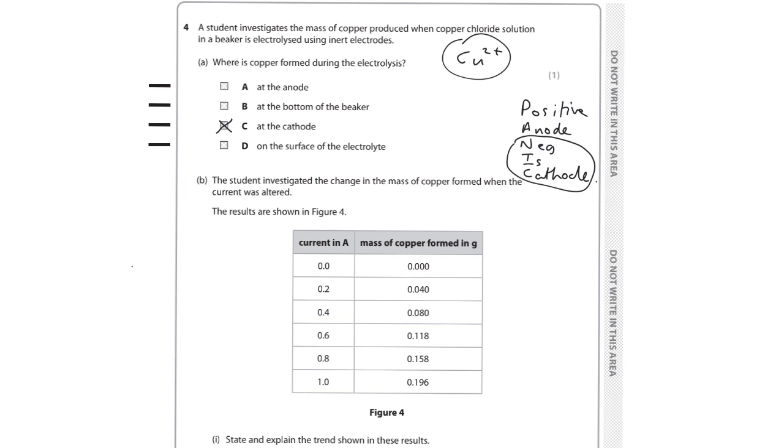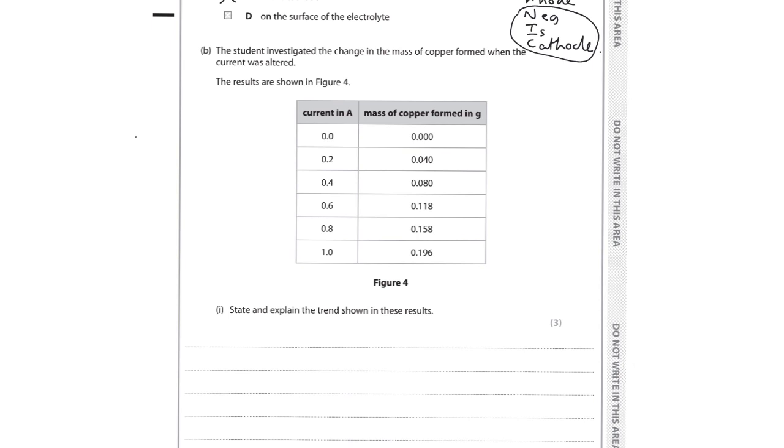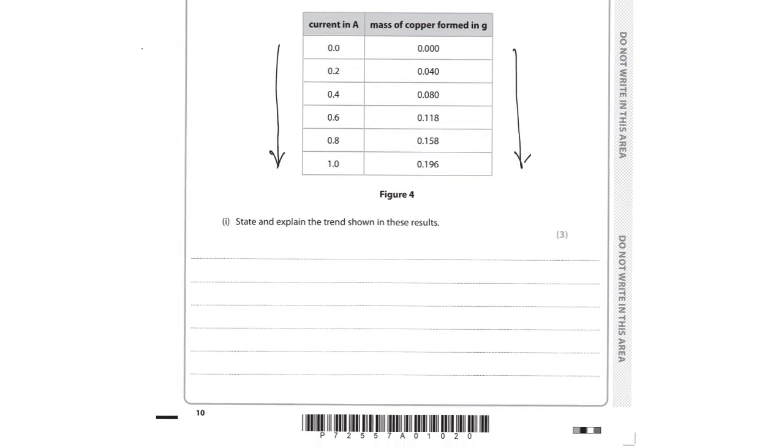And it then says, a student investigated the change in mass of copper formed when the current was altered. And it gives you some results. And it says, state and explain the trend shown in these results. Well, the state is just how the two are linked. And you can see that as the current increases, then the mass of copper formed increases. You got 1 mark for the state bit of the question, but 2 marks for the explain.